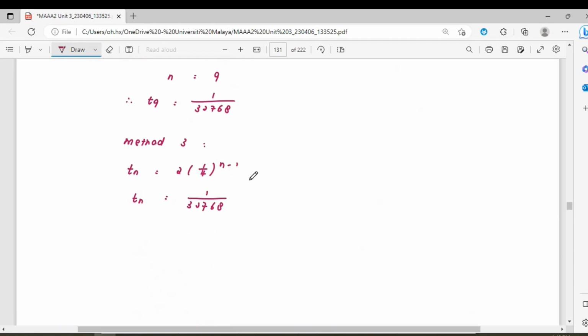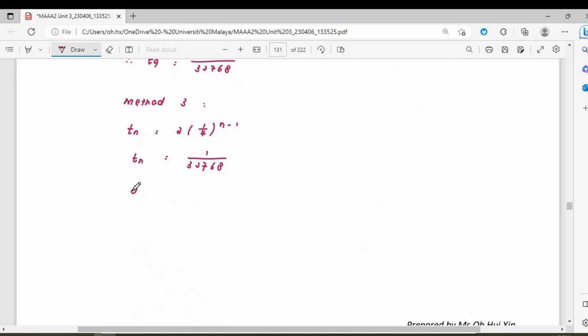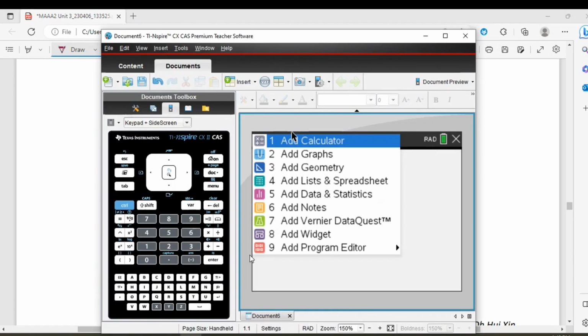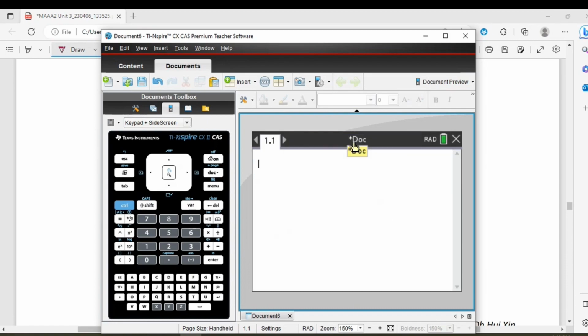Same thing, I try to construct an equation based on that. But instead of solving this manually, I'm just going to use my TI-Nspire to do it. I hope that you still remember a function in your calculator called nsolve. No worries, we'll go through that again. So you will add calculator.